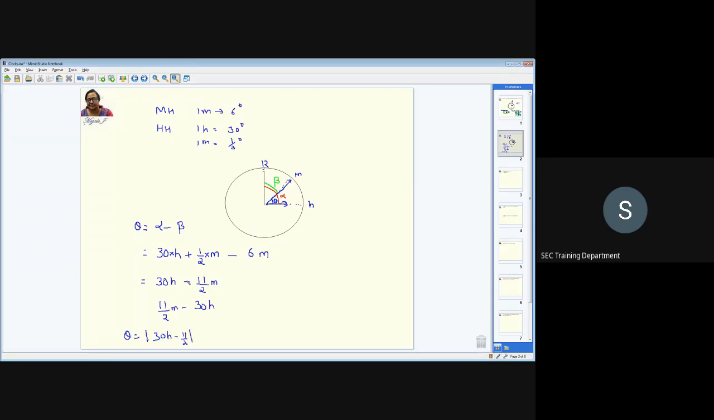Because the minute hand and hour hand are not stable in one place. Sometimes the minute hand will be leading, sometimes the hour hand will be leading. So either way, you're going to take the difference of the two. So 30h minus 11 by 2m is sufficient. You don't have to worry about whether it's leading or lagging, but the answer should be positive. You are taking the difference.